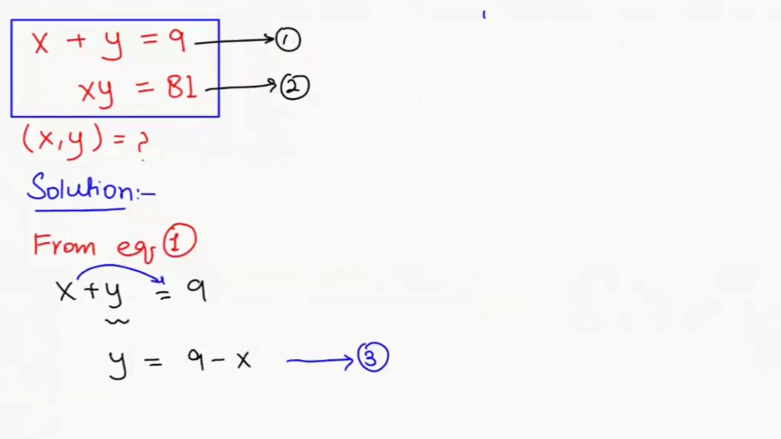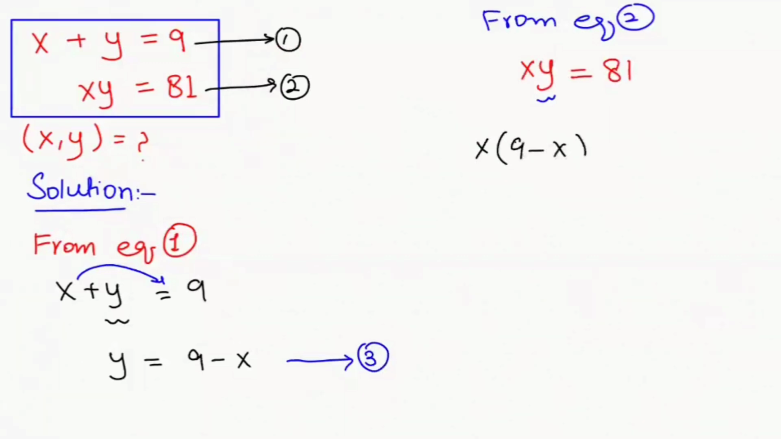I'm going to take equation 2. In equation 2 we have xy equals 81. Now here, in replacement of y, I'm going to plug in the y value from equation 3. So this equation turns to x times (9 minus x) equals 81. Now I'm going to multiply: 9x minus x squared equals 81.